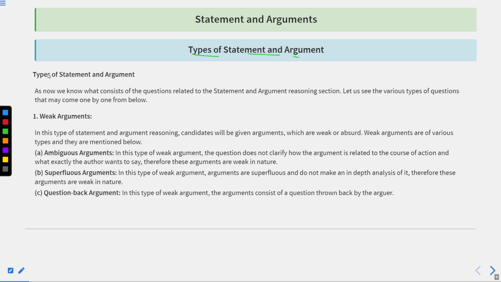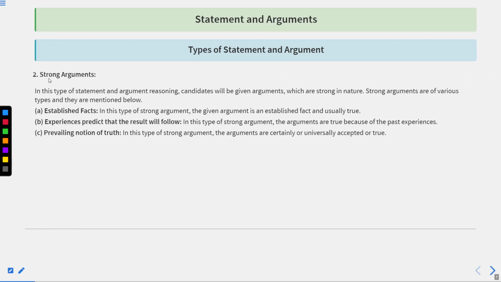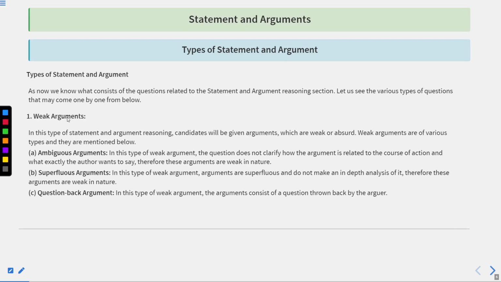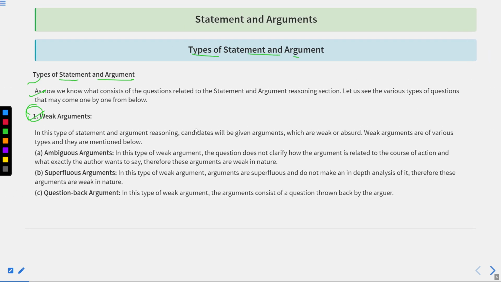So with this, let's try and understand what exactly are the types of statements and arguments. There are not various types; perhaps you can discuss it in 2 broad concepts. Statements and arguments can be broadly classified into 2 main categories. One is the weak argument, and the second is the strong argument. A weak argument is something which is weak or absurd. Weak arguments are of various types. Obviously, there are ambiguous arguments, superfluous arguments, and question back arguments.